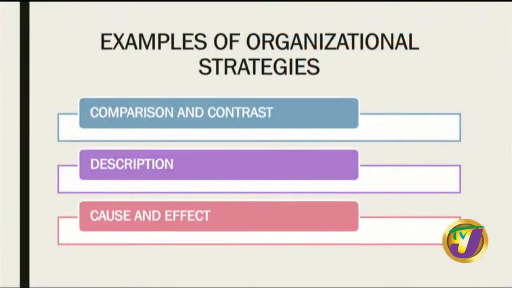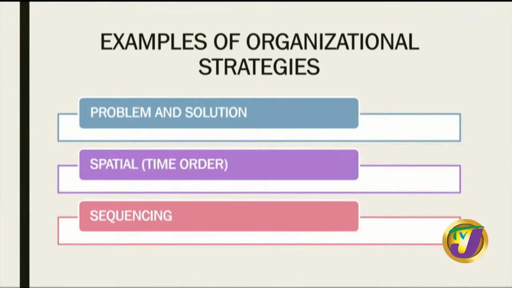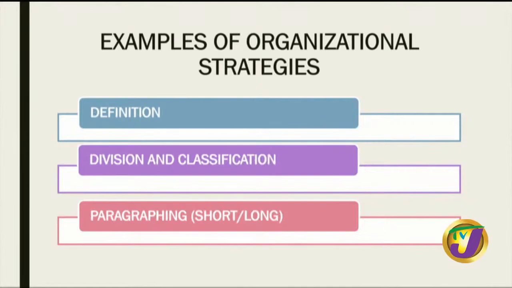So comparison and contrast, description, cause and effect, problem and solution. So an issue comes up, how do we solve it? Spatial or time order, we are talking from past to present or present to past. Sequencing, how we order. And definition, so we are providing meaning. It could be division and classification, you are grouping. Paragraphing, did you know that authors can use short paragraphs for a particular effect as opposed to long paragraphs? So these can be organizational strategies, and these are just some examples.